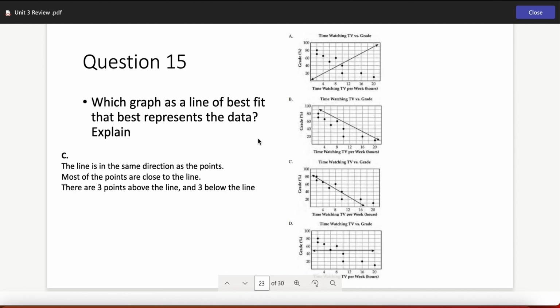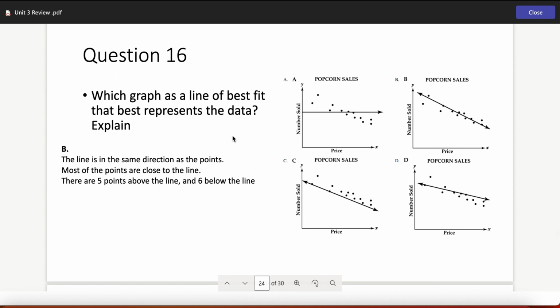And the reason why it's C is because the line is in the same direction as the points. Most of the points are close to the line. There are 3 points above the line, and there are also 3 below the line. So it has room to make a line of best fit. So that's officially the answer to the line of best fit.